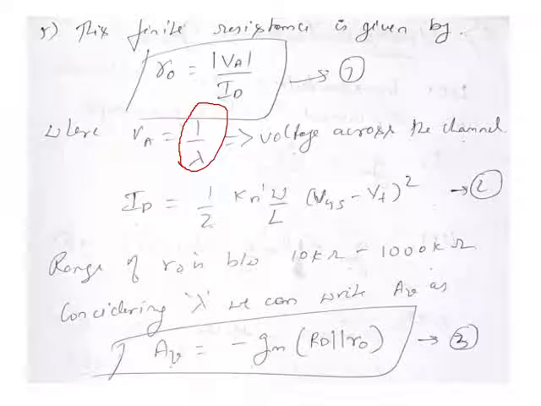So considering lambda, we can write Av as minus Gm into Rd parallel with R0. What if I don't consider R0? If I don't consider lambda, then I will ignore it, because this is a small resistance in parallel with a very large resistance, so the result will be a small resistance. So I will not consider this R0. In that condition, the equation would be Av equal to minus Gm into Rd. Hopefully it is very clear.